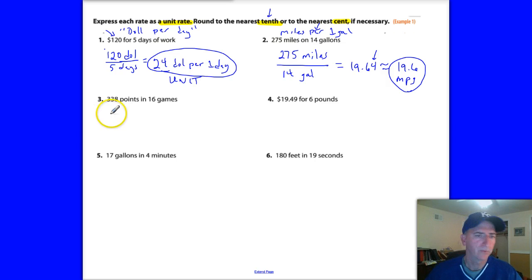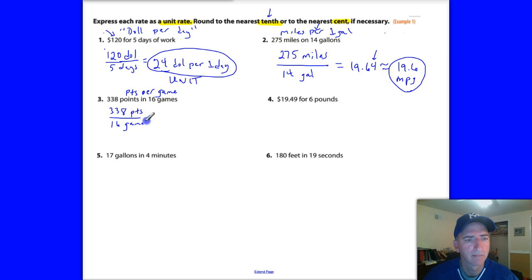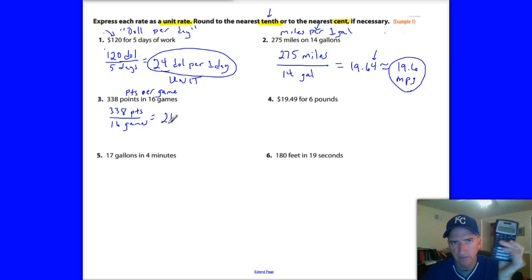All right, number 3, in this case, you're finding points per games. Points per 1 game if you scored 338 in 16. Okay, 338 points per 16 games. Divide that out on your calculator, and you need to be practicing on your calculator as we go here. I've got mine. There's my favorite one, by the way.